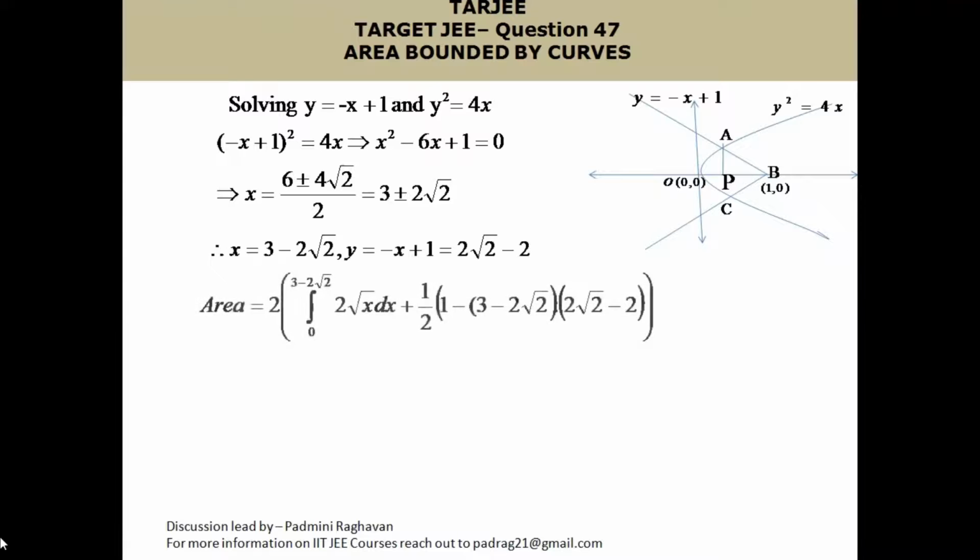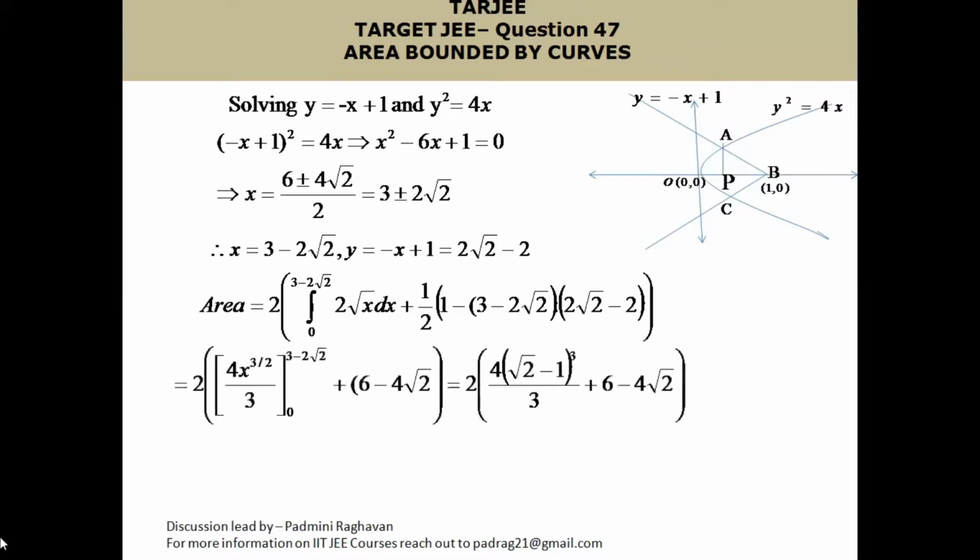So the required area is 2 times the integral from 0 to the point P, which is 3 - 2√2, of the area bound by the parabola, so y = √(4x), which is 2√x dx, plus the area of the triangle PAB, which can be taken as half into base into height. The height of this triangle is nothing but the y-coordinate of the point A, which is 2√2 - 2. The base of the triangle is PB, which is the x-coordinate of the point B minus the x-coordinate of the point P, which is 1 - (3 - 2√2).